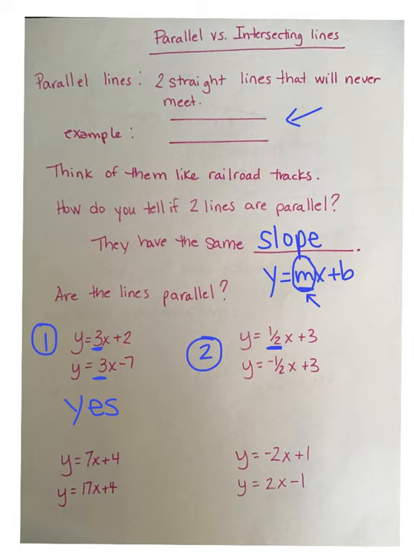Number 2. Again, we look at that number right before the x. Looking at the slope. On the top one here, it's 1/2. On the bottom one, it's a negative 1/2. Those are not exactly the same numbers, so those lines are going to cross. So are they parallel? No, they are not.